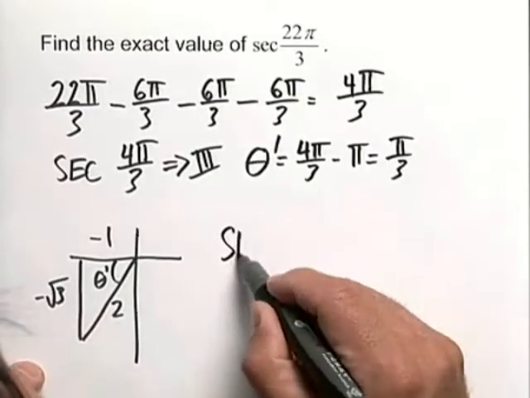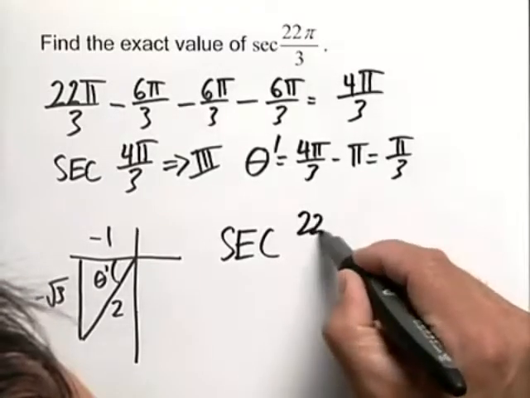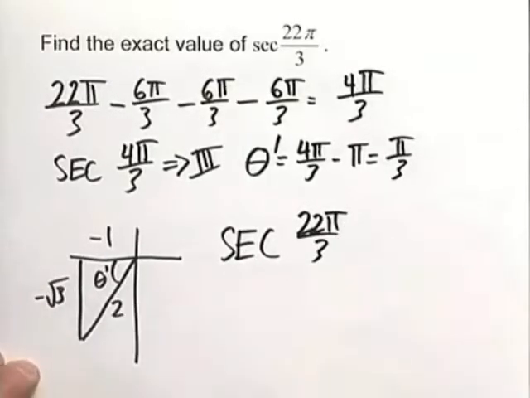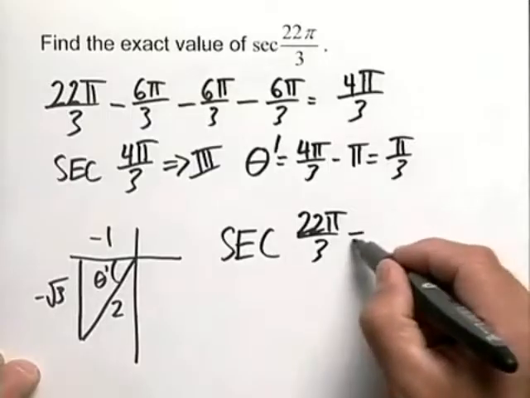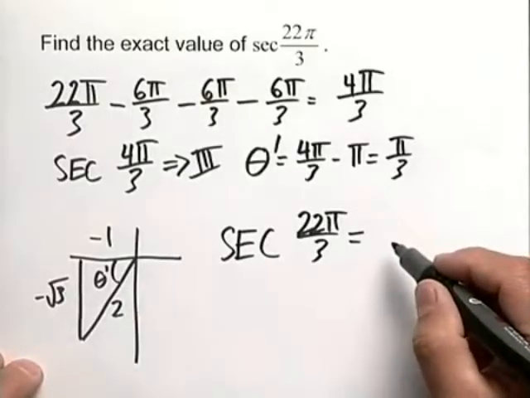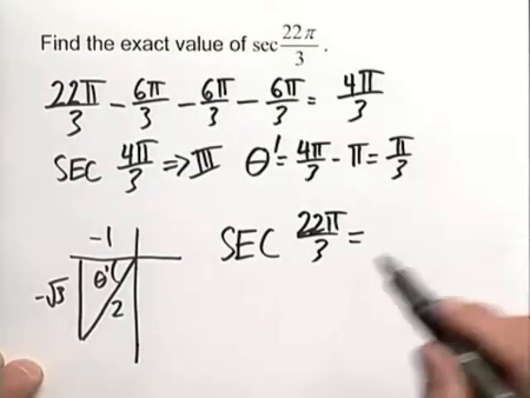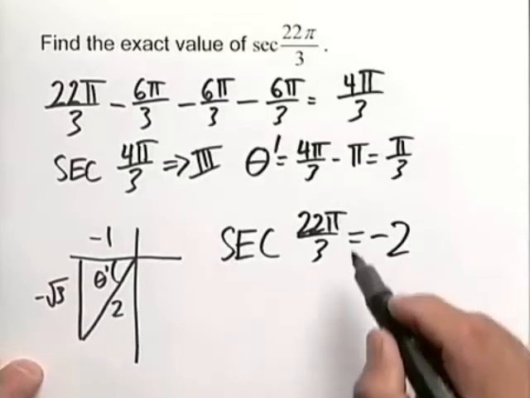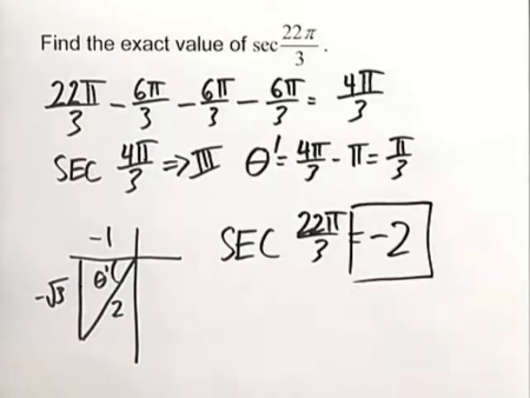So let's tie this all together. We have the secant of 22 pi thirds. We can look at this reference triangle. From this, we're going to take the hypotenuse over the adjacent side. 2 over a -1 will give us simply a -2, and from that we have the exact secant value.